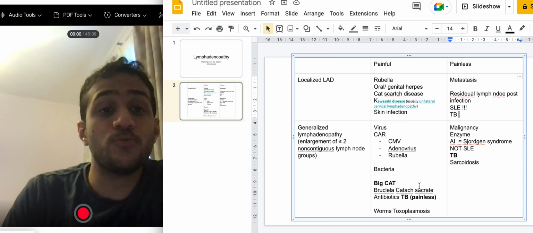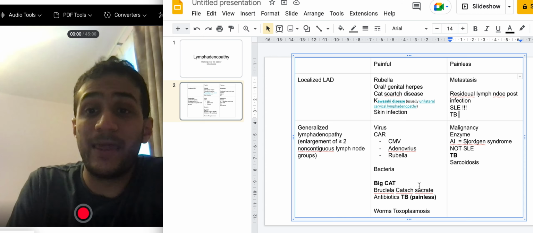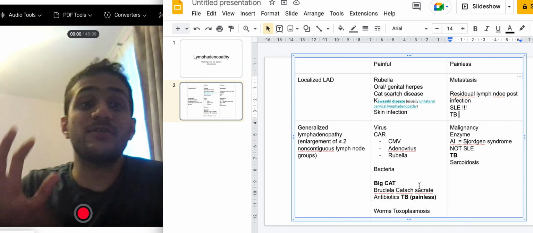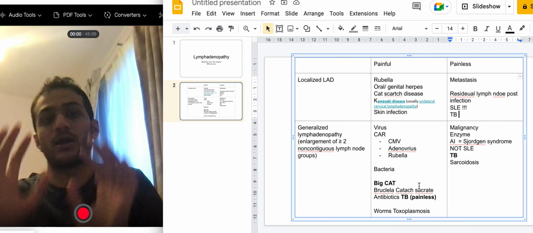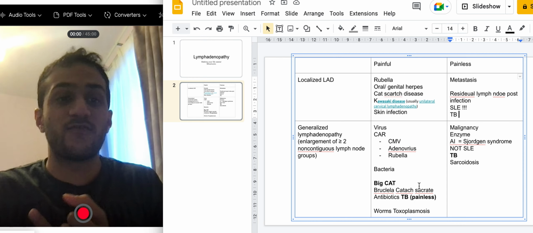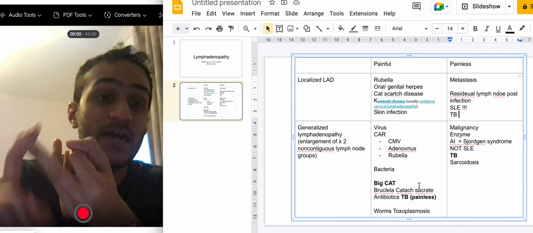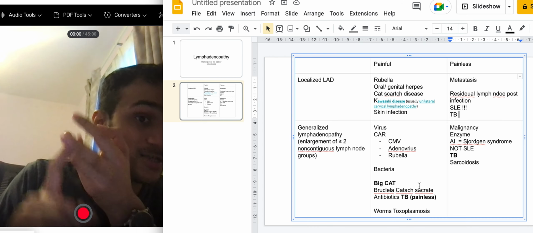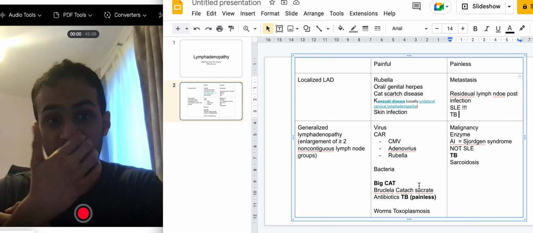And then we're going to come into painless. Over here, painless, localized is everything else, the rest of everything else, because that's what we covered last time: the residual lymph node after an infection, SLE, and tuberculosis. It can be localized or generalized. So tuberculosis is quite a big one, in fact, for this topic.